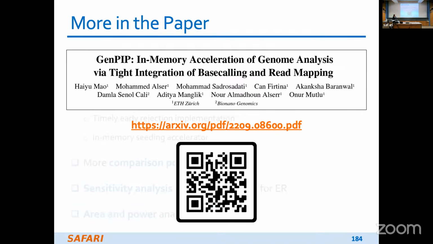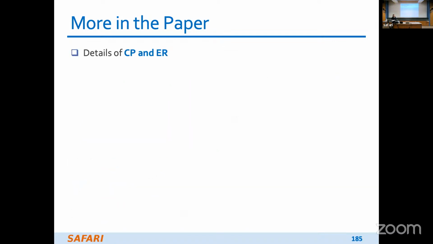Here is the paper, and there are more details inside, including the details of CP and ER. That is how we sample the chunks from the read. For the low-quality score calculation, we need to sample different chunks separately, not continuous chunks, because we found that continuous chunks usually have very similar quality scores. So we use a discrete manner to sample the chunks. But for the mapping score, we sample continuous chunks, since we need close information to do the mapping.